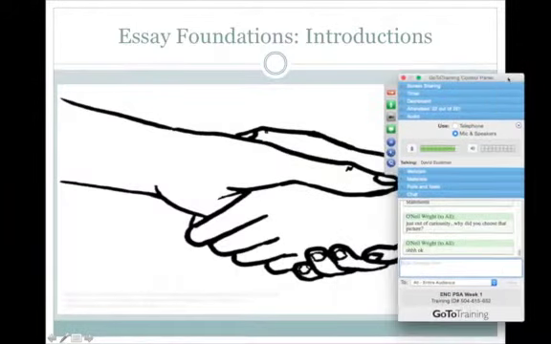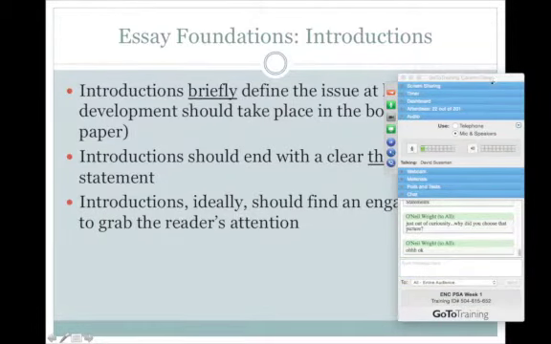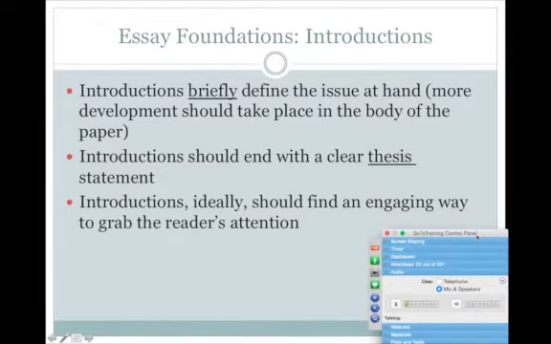Okay, so let's talk about introduction paragraphs. Right, so this is the first paragraph of your essay. Introduction paragraphs, I think, like to do three basic things. First, they briefly define the issue at hand, because more development takes place in the body of the paper. But introductions are the place to at least briefly look at the issue and define it so that readers know what you're talking about. As we just stated in the last slide, introductions should end with a clear thesis statement, and ideally, introductions should find an engaging way to grab the reader's attention.